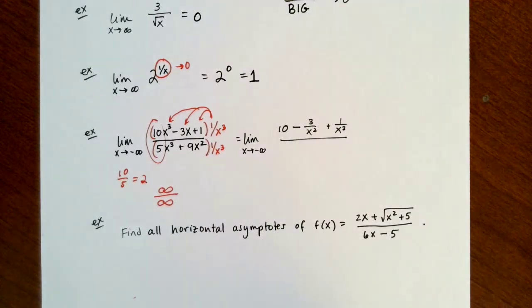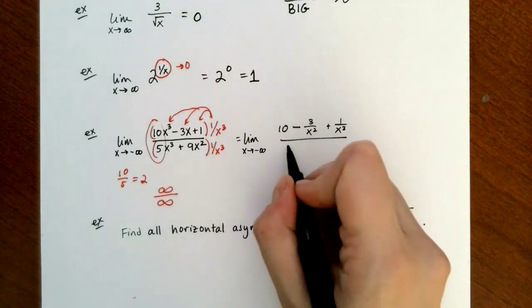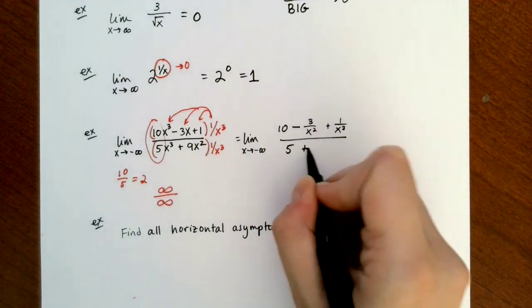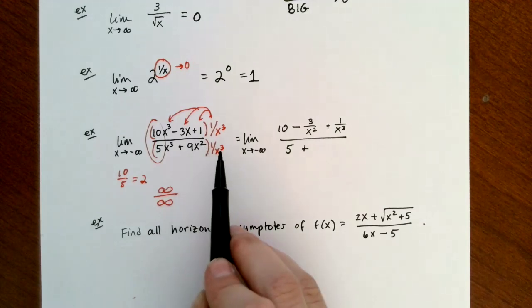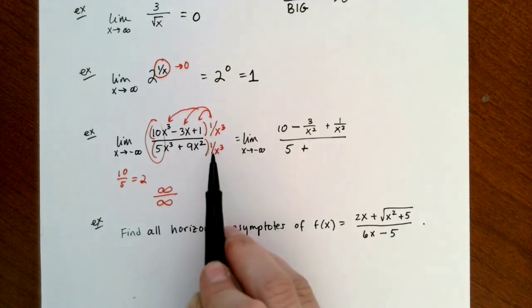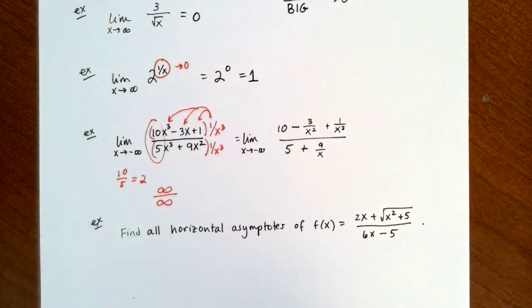On the bottom, we do something similar. 5x cubed over x cubed, they fully cancel and it's just 5. 9x squared over x cubed. The x squared cancels with two of these x's down here, and then there's one left over. So this becomes 9 over x.